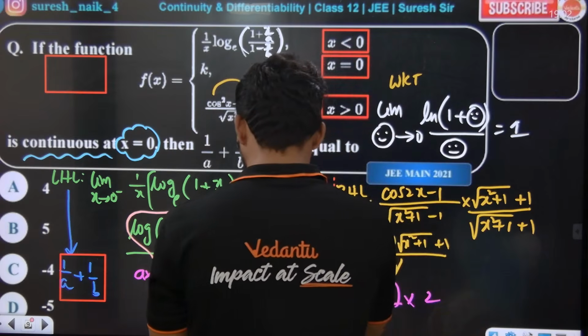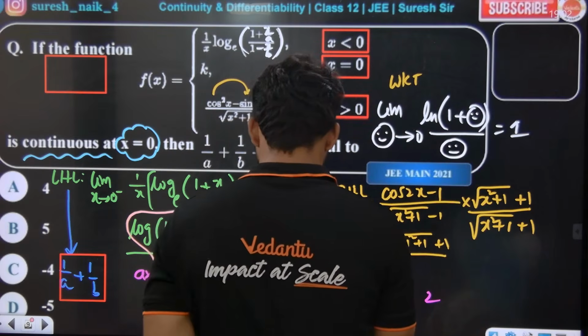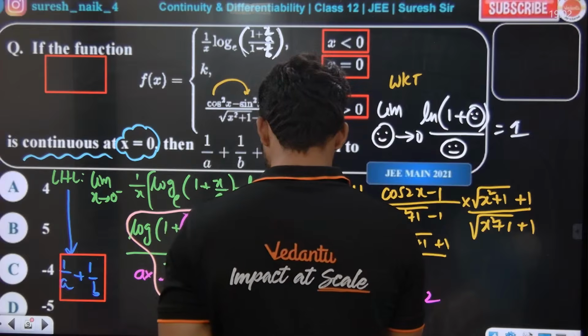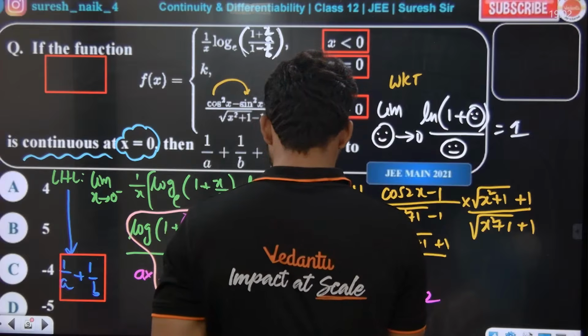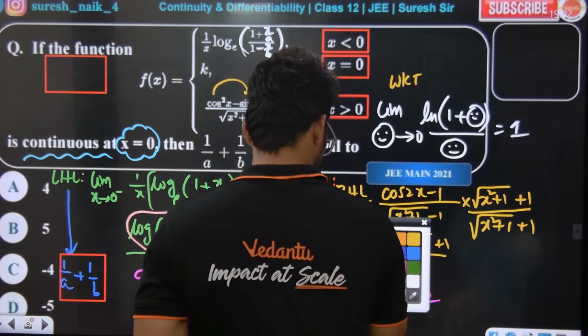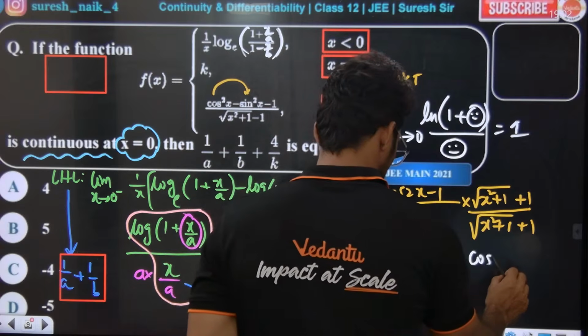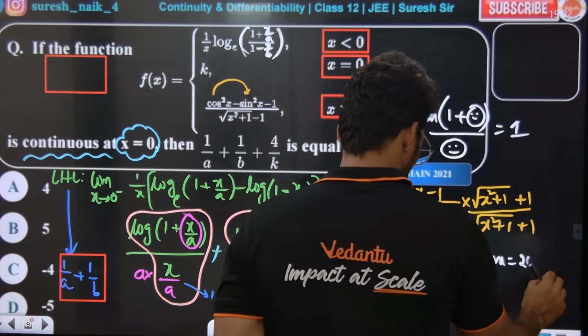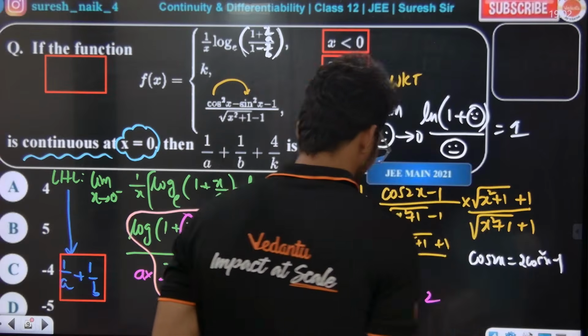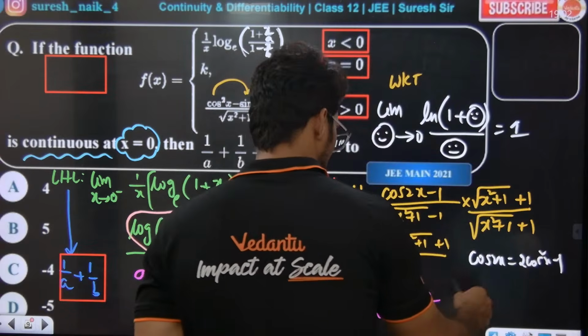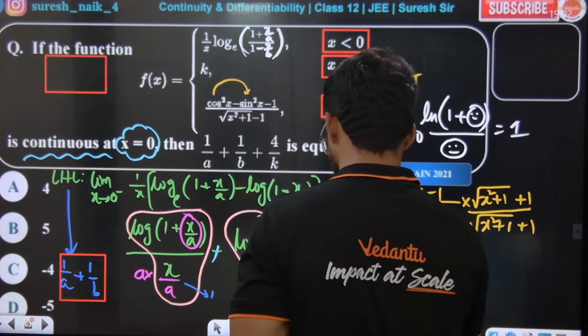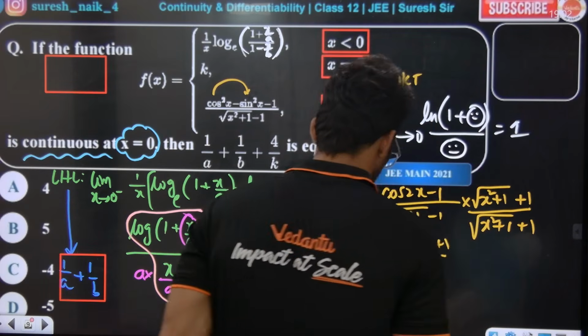Sir, minus won't come. Basically there is a minus below. Is there a minus below? Correct? I'll write the cos 2x formula. Listen to the class. Cos 2x is basically 2 cos square x minus 1. What we have here is cos 2x minus 1, which is nothing but 1 minus 2 sin square x. Correct? Minus 2 sin square x only.